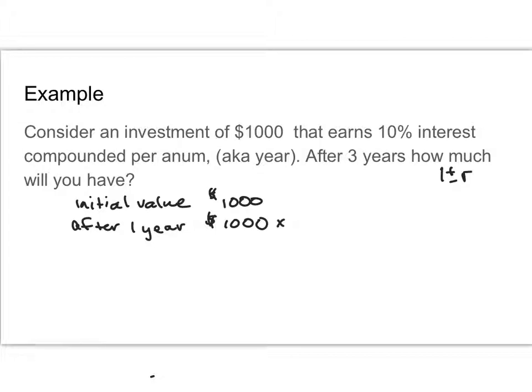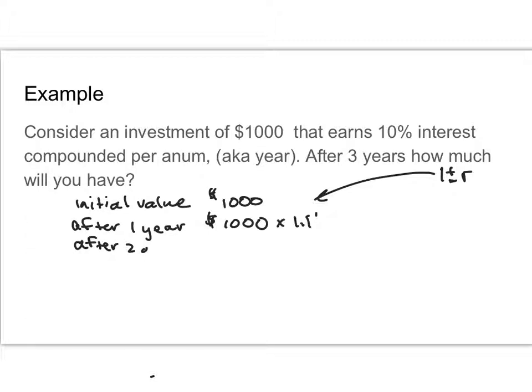If it's plus, then we have growth. If it's minus, then we have decay. In this case, we're gaining, so it's going to be 1 plus the rate. The rate is 10%, so it's going to be 1.1. That's 1 plus 10%. And that's going to be to the first power.